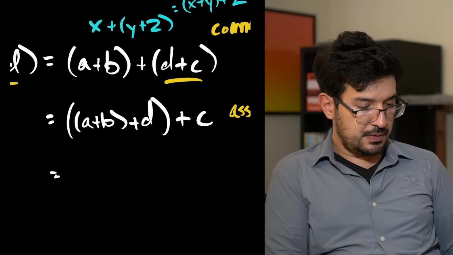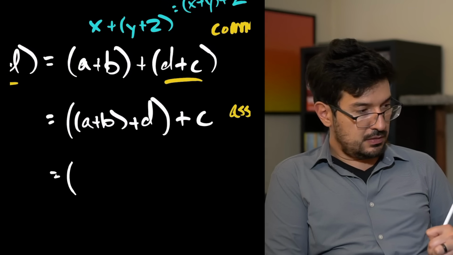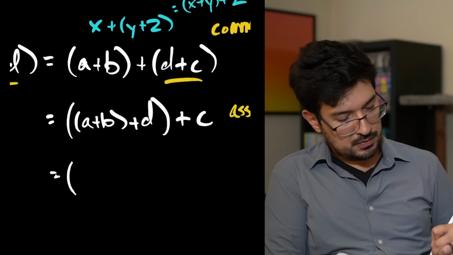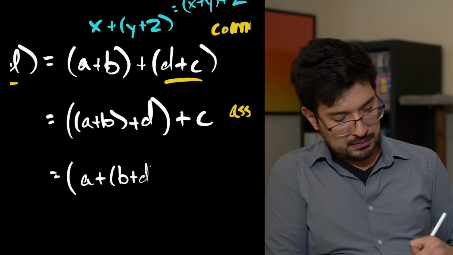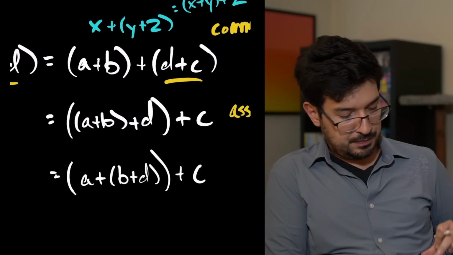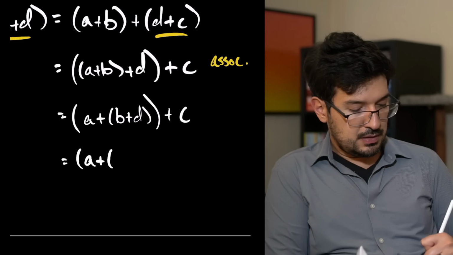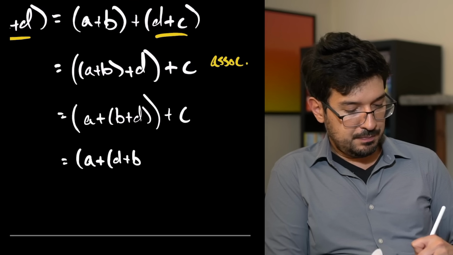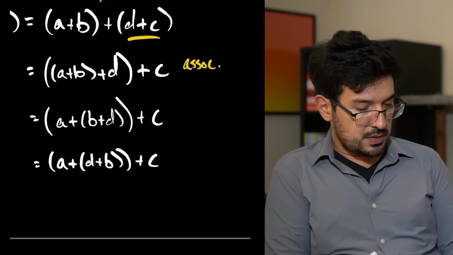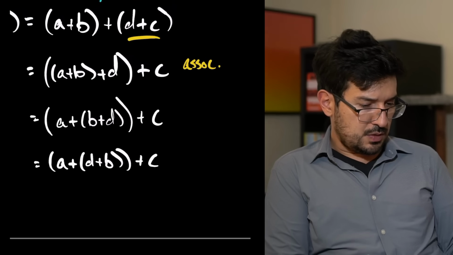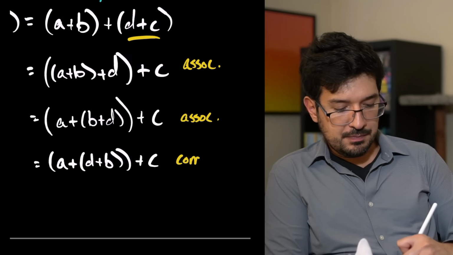Now this step, again by associativity, this is a plus b plus d plus c. This is a plus d plus b plus c. So we used associativity again here. Then I used commutativity.